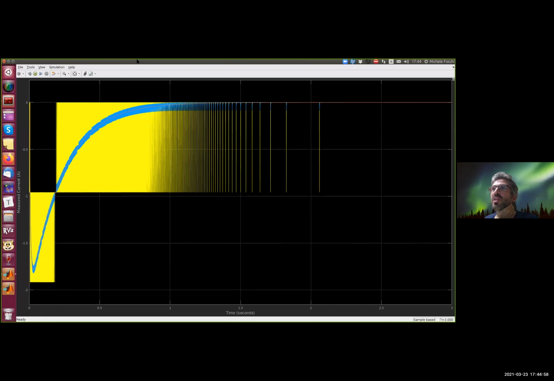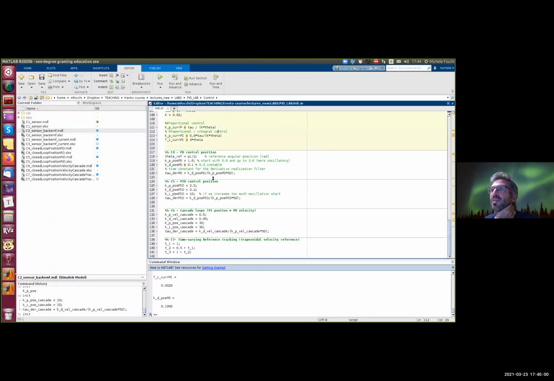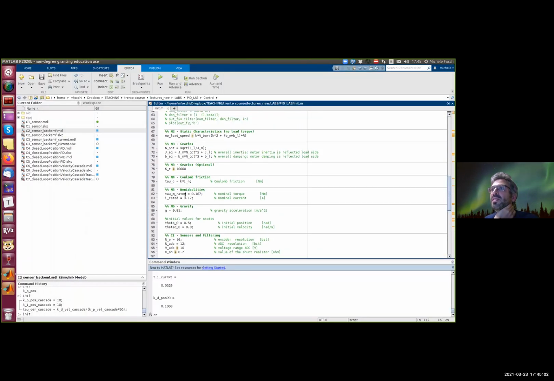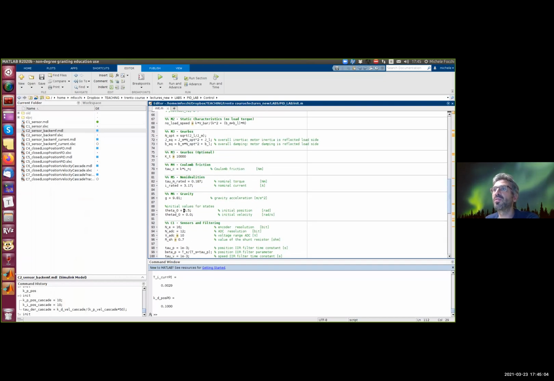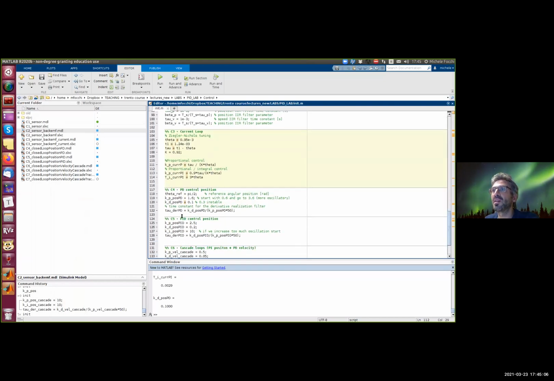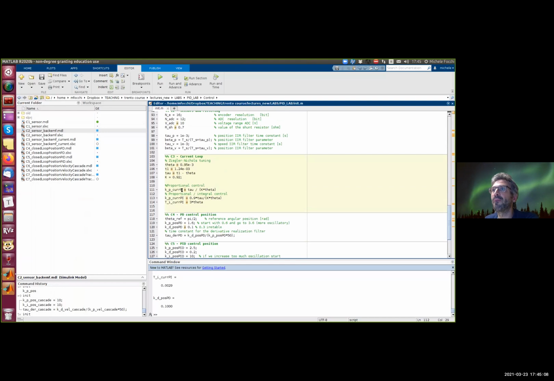Now, if we want to change the parameter of the filter, we increase the time constant of the filter, that is here. I don't know, let's say we want to do 10 times, so a 10 times slower filter.